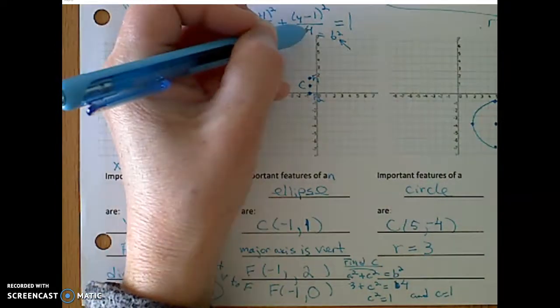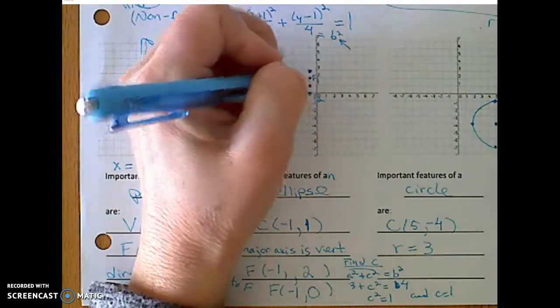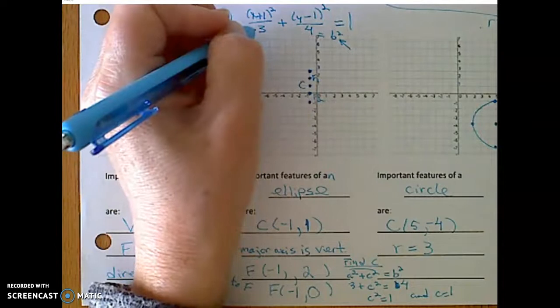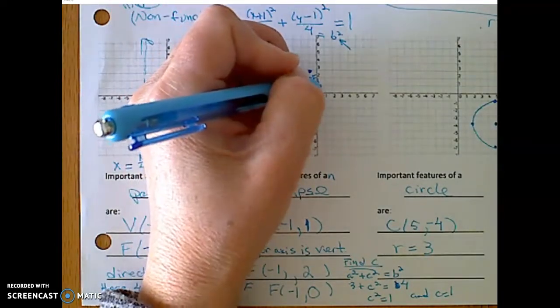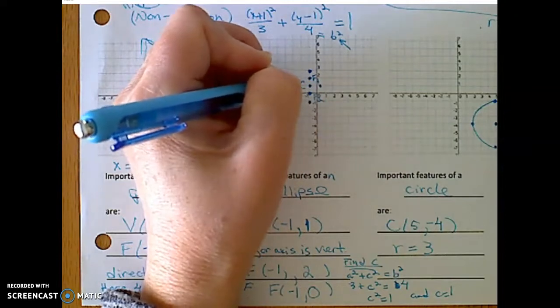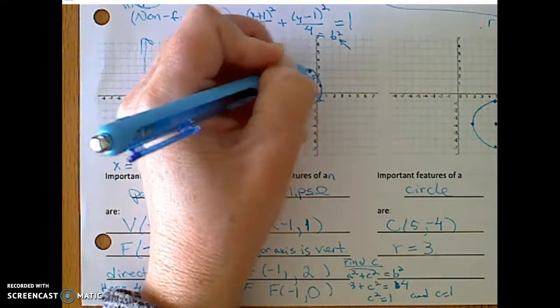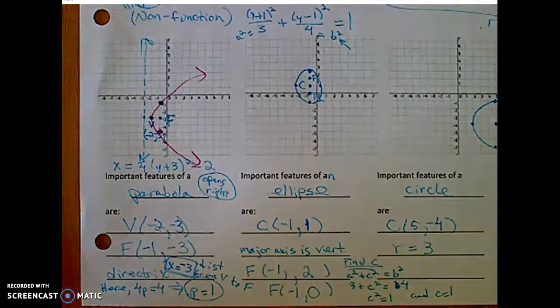I can make a nice sketch. b is 2, so I'm going to go vertically up 2, down 2 from center. What's the square root of 3? I think that's 1.7. So I'm going to go to the right and to the left of center, and I get that wee little ellipse, that oval.